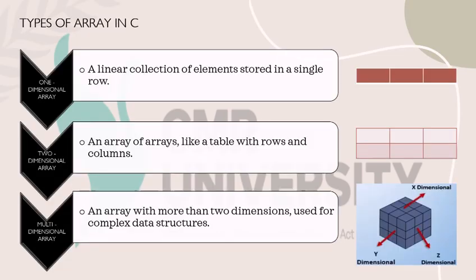Types of arrays in C. There are three types: one-dimensional, two-dimensional, and three-dimensional. A one-dimensional array is a linear collection of elements stored in a single row. A two-dimensional array is an array of elements like a table with rows and columns. A multi-dimensional array has more than two dimensions and is used for complex data structures.